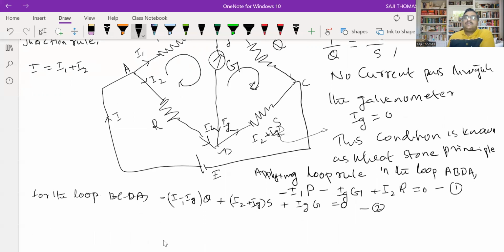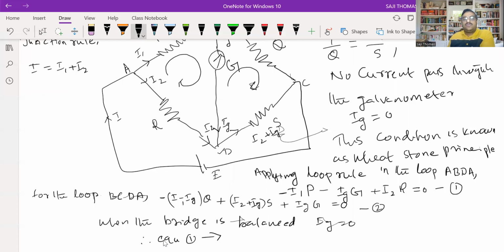Now you know, when the bridge is balanced, current through the galvanometer IG is 0. So we can put this value in equations 1 and 2. Therefore, equation 1 becomes, putting IG as 0, minus I1P plus I2R equals 0, or we can write I1P equals I2R. Equation number 3.